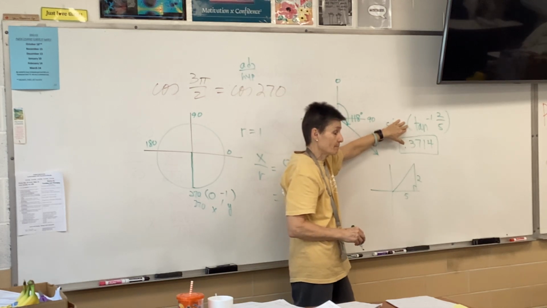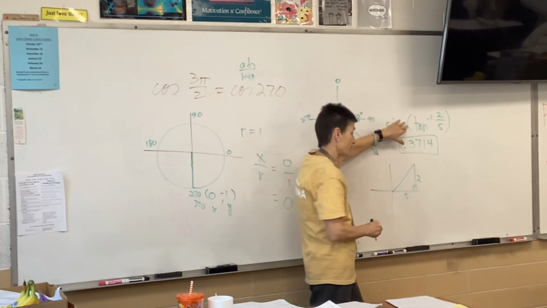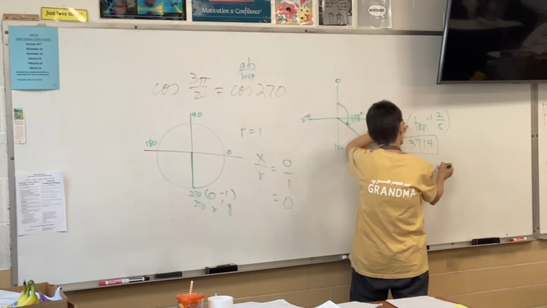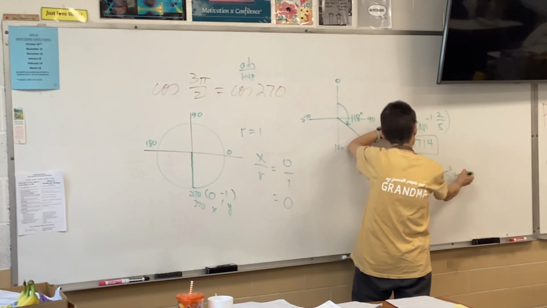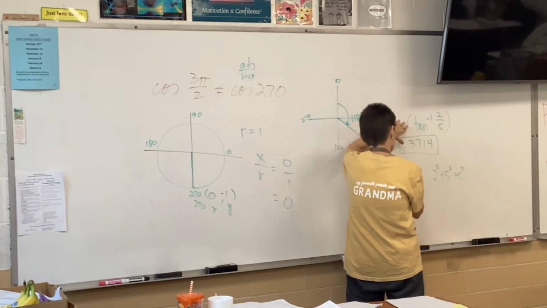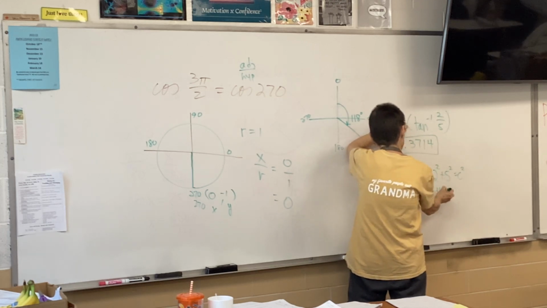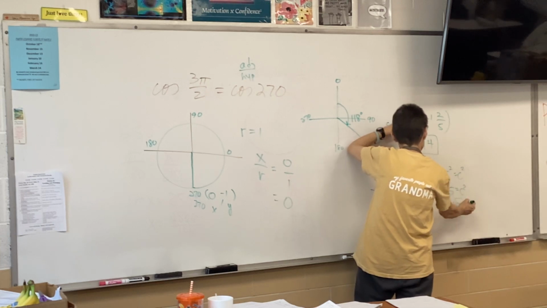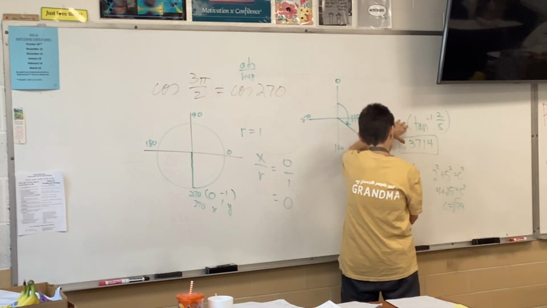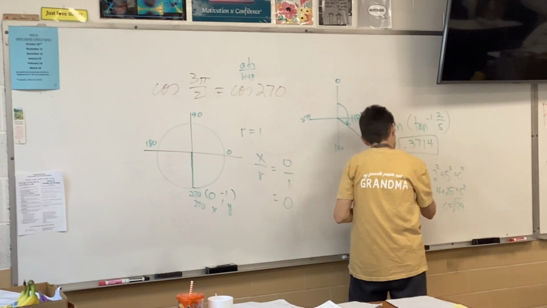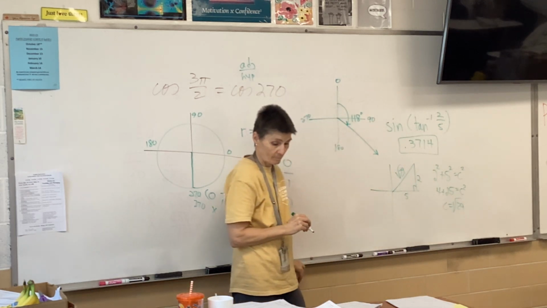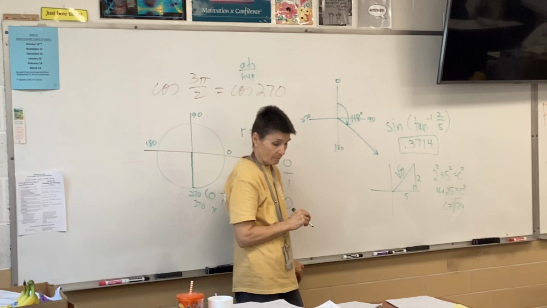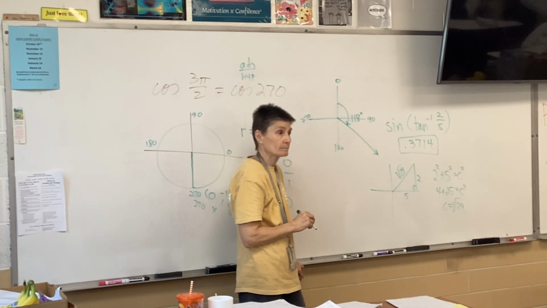What's next? Pythagorean theorem. So 2 squared plus 5 squared is c squared. So 4 plus 25 is c squared. So c is root 29. Is that what you got?